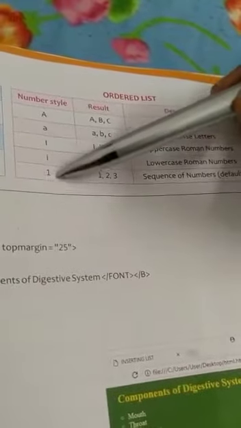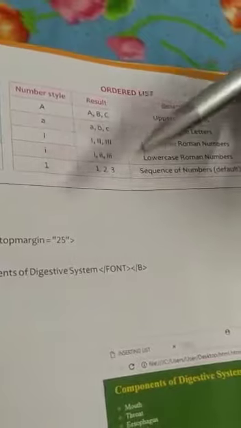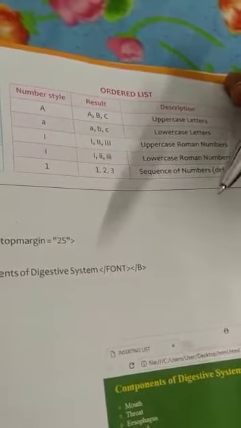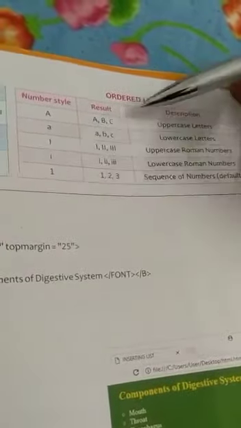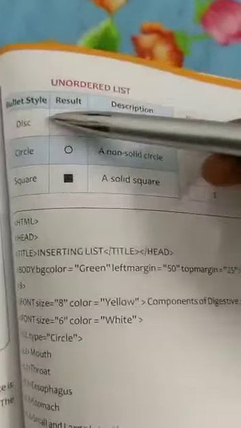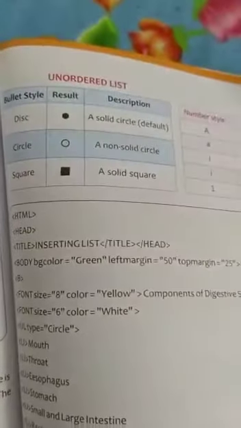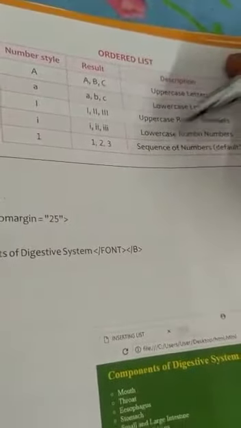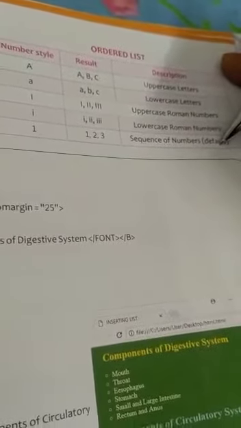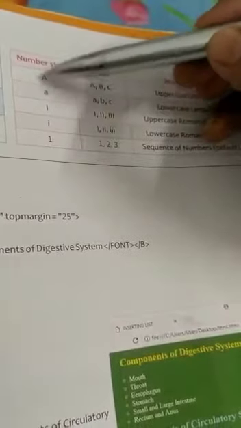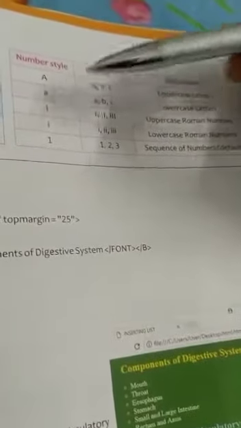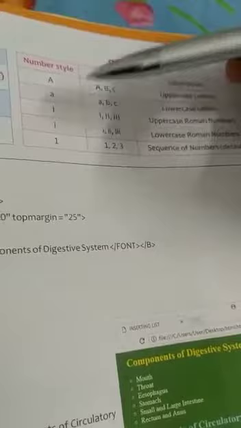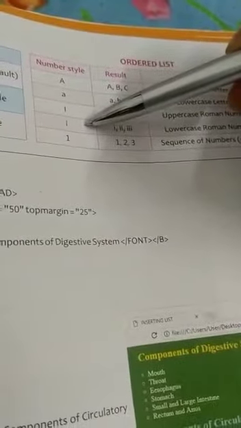If you write 1, by default the list of items is indented with the number 1 in an ordered list and with a filled circle in an unordered list. So 1, 2, 3 is a sequence of numbers. This is by default, but you can also use these 4 types: capital ABC, small ABC, capital Roman numbers, and small Roman numbers. The choice will depend upon you.